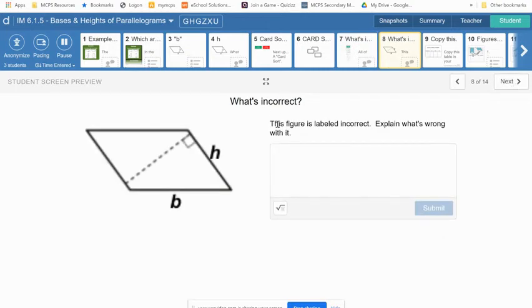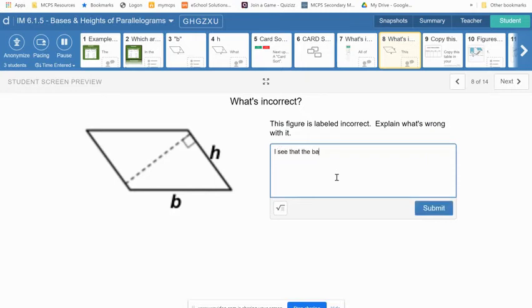What's incorrect? This figure is labeled incorrect. Explain what's wrong with it. Okay, so, we talked about this. So I thought the base should be there, not here. And the height should be on this dashed line.